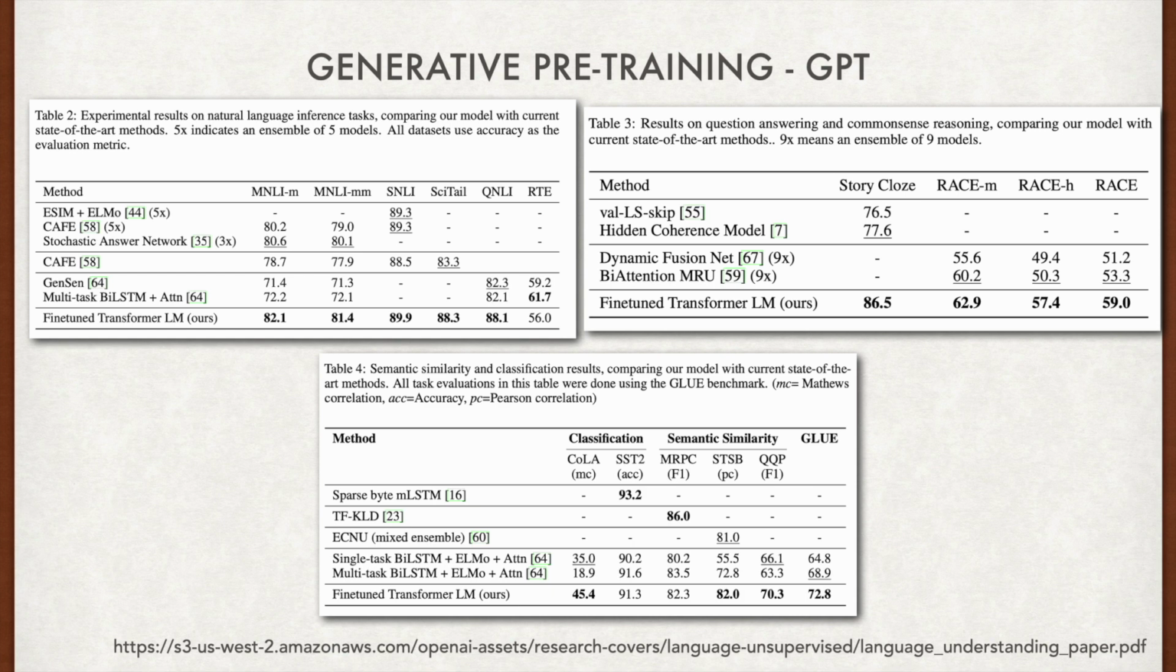In SciTail and QNLI, GPT beat the competitors by a large margin: a 5 percentage point increase in accuracy in SciTail and almost 6 percentage points in QNLI. Similarly, at the moment of publication, it outperformed other models on several question answering tasks.